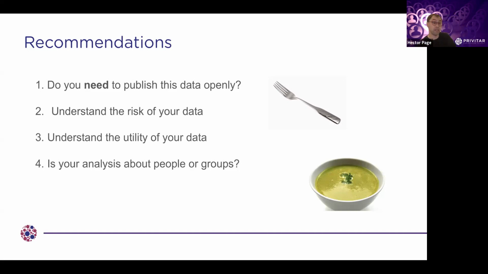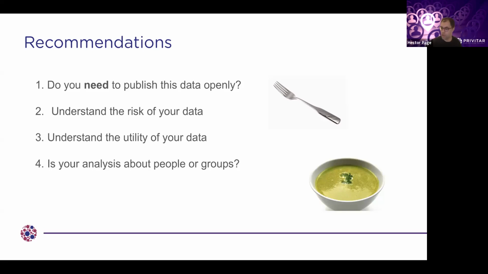Really importantly, you need to know whether your analysis is about people or groups. Differential privacy is designed to allow inference about groups of people. You learn things about groups of people without inference about specific individuals. If the goal of your analysis is to learn things about specific individuals, that's at loggerheads with the aim of differential privacy, and you won't be able to do your analysis with differential privacy with any good guarantee.